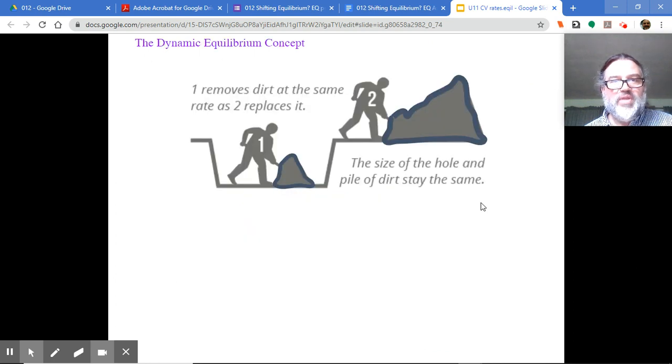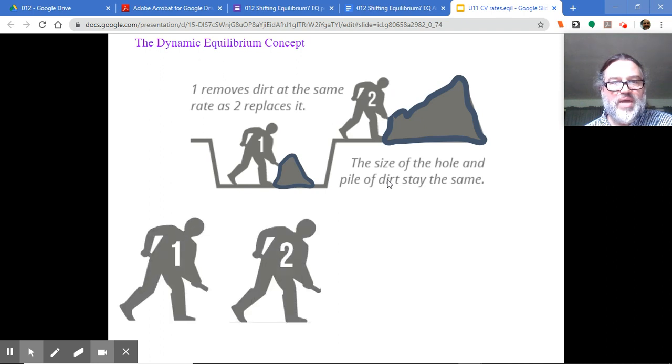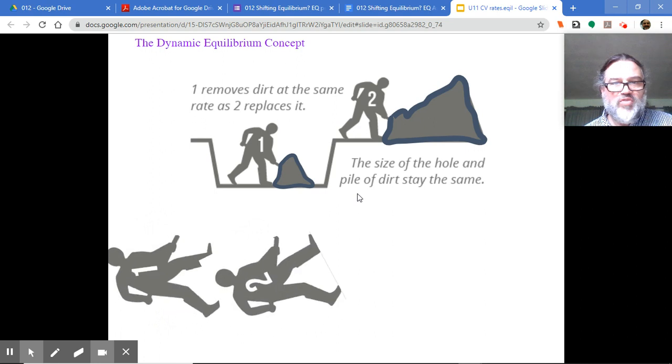You can also think about it as this. Imagine that there's person one and person two, and person one removes dirt at the same rate that two replaces it. One shovel goes up here, the other shovel goes up here, and the other shovel from two goes down here. The size of the hole and the piles of the dirt are going to remain the same. Imagine these two guys, here they are, and they move the dirt.